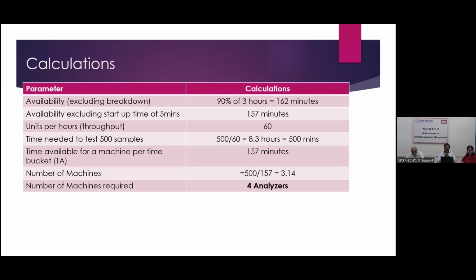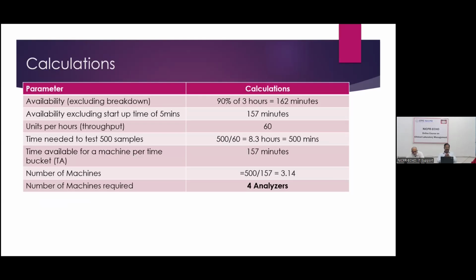So this is the answer. Availability is 90%. That is 90% of 3 hours. We subtract the startup time of 5 minutes from this 162 minutes. That is 157 minutes. We have that available for a particular day, and the throughput of our analyzer is 60. So the time needed to test 500 samples is 500 divided by 60, or 8.3 hours, or 500 minutes.